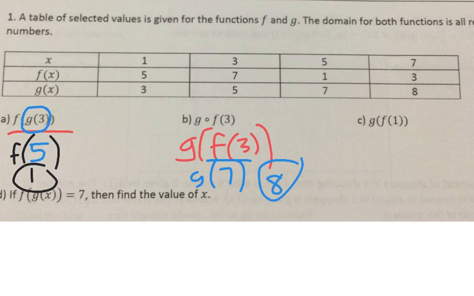On C, f of 1. F of 1 gives 5. And so then I'm finding g of 5. G of 5 is 7. What about D's? Anybody think they figured that one out yet? That's correct.